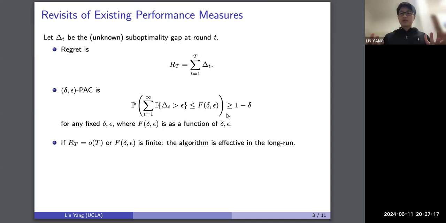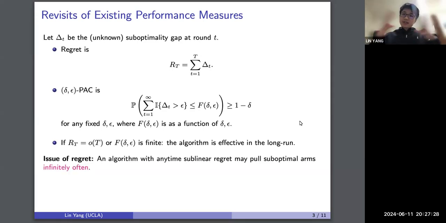So then the total number of plays is upper bounded by a constant function big F, right? That's a function of delta and epsilon. So this is a different measure. Basically, they're measuring the long-term cumulative performance of this algorithm.